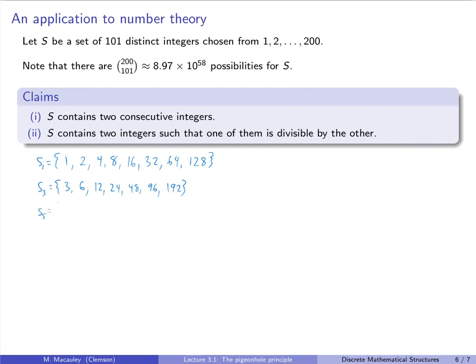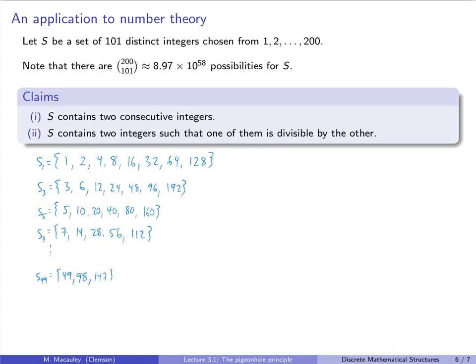And then S5 is 5, 10, 20, 40, 80, 160, and I think you get the idea. S7 is, I'll do one more of these, 7, 14, 28, 56, 112, and then all the way up to, let's see, so S49 is going to be 49, 98, oh, that's not the one I meant to do.